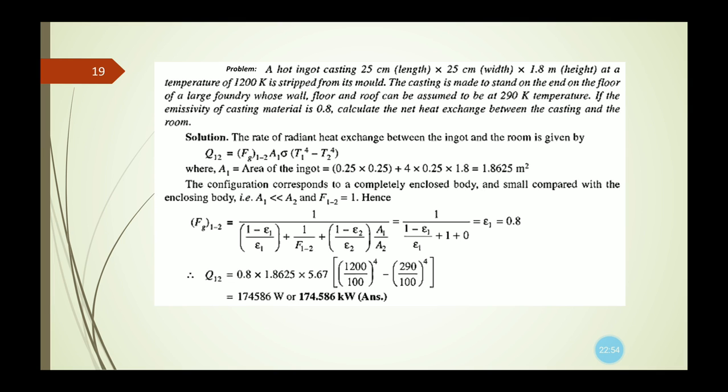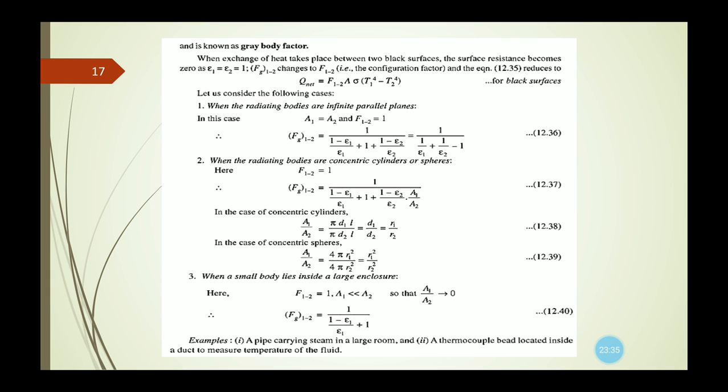So in that case, this is the case that we have discussed in the gray body factors. There we discussed three different cases, and for the last case, when a small body lies inside a large enclosure, the formula of the gray body factor changes, where F12 equals 1 and A1 is much smaller than A2. In that case, the gray body factor was ultimately 1 divided by (1 minus epsilon 1 by epsilon 1 plus 1). See, this is the case, equation number 12.40. This is the case we are dealing with in this numerical. If we remember this formula for the gray body factor for this specific case, then we can directly write it.